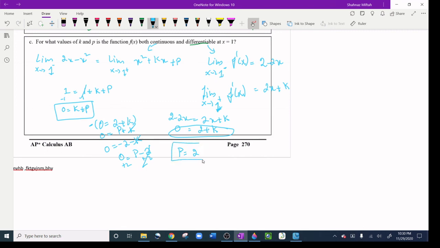So if I get positive 2, I have to plug it in somewhere, either in this equation or maybe in this equation, and I'll get k. When I plug in p here, I got 0 equal k plus 2, and you subtract 2 from both sides, it's going to give me negative 2 equal k. So my k is negative 2, my p is positive 2. If you guys have any questions, please let me know.